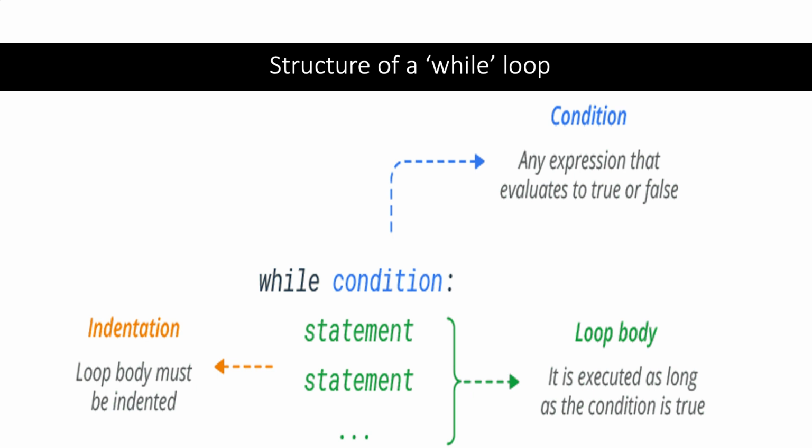Now after the colon, the diagram shows that the loop body consists of one or more statements that must be indented to denote that they are part of the loop. This indentation is crucial in Python because it indicates the scope of the loop. The loop body will continue to execute as long as the condition remains true. And each time the loop body runs, the condition is re-evaluated before the next iteration begins.